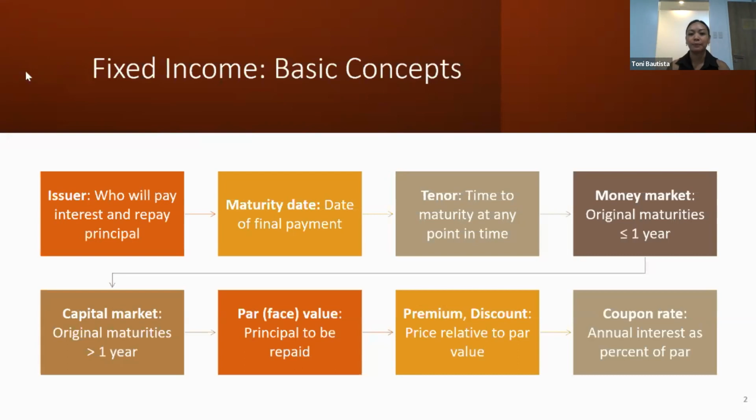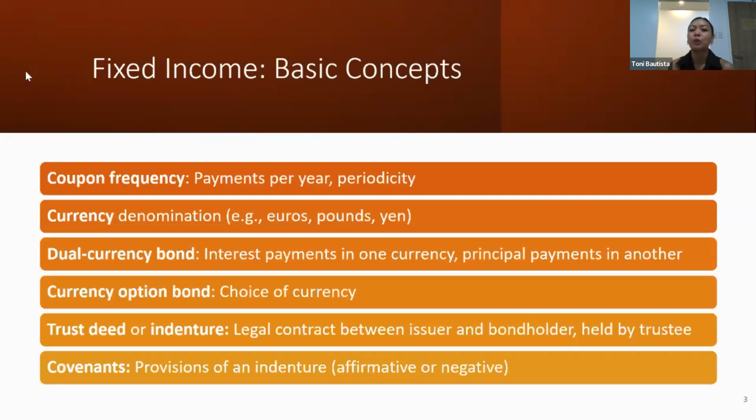and therefore a drop in yields would result to higher prices. Aside from that, you would normally have also coupon frequency, which is the payments per year or the periodicity. This is also what we call it. You would have currency denomination, whether you're talking about a peso denominated bond, a euro denominated bond, a yen denominated bond.